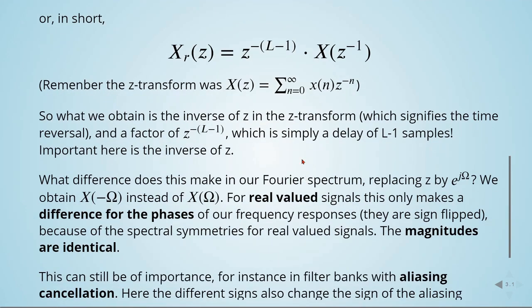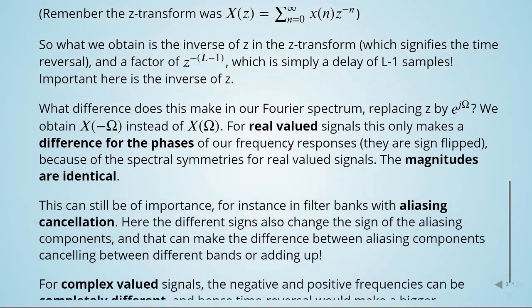What difference does this make in our Fourier spectrum? Replacing z by e to the power of j capital omega, we obtain x of minus capital omega instead of x of capital omega. For real valued signals, this only makes a difference for the phases of our frequency response. They are sign flipped because of the spectral symmetries for real valued signals. The magnitudes remain the same.